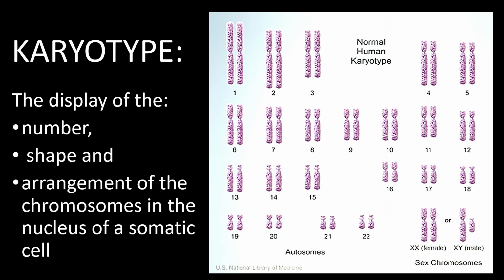This is a karyotype, what we call a human karyotype. It is a display of the number, shape and arrangement of the chromosomes in the nucleus of a somatic cell. So in humans, we have 46 chromosomes. So that's our karyotype there. They are given positions and numbers from 1 to 23. Each number carries two chromosomes, and each chromosome exists in pair. There are two chromosomes at each position.